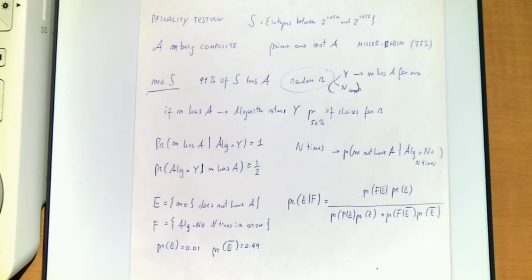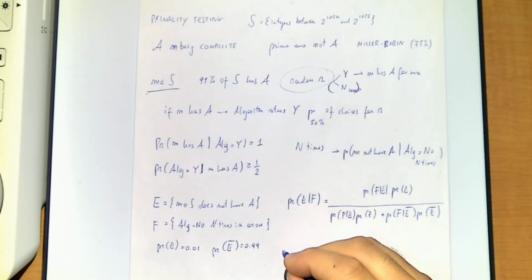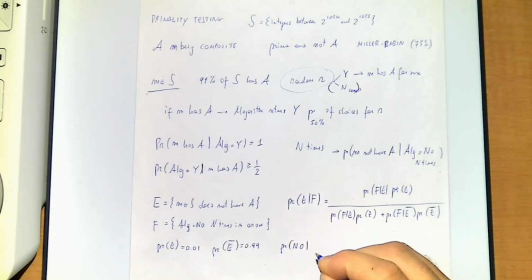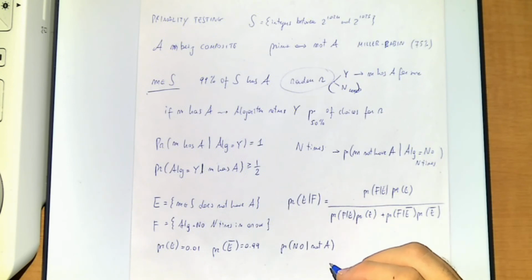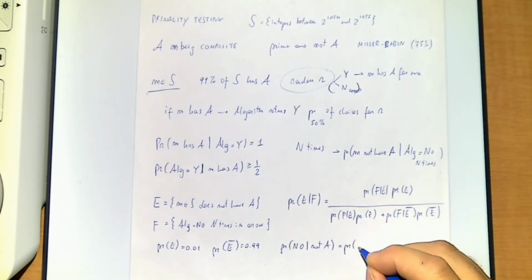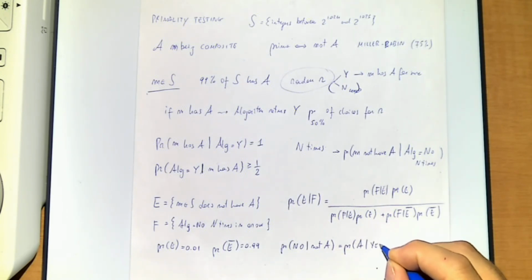So now, if M doesn't have the property, which is our assumption in this, then the algorithm always needs to return no, because by the first property of Monte Carlo, if the algorithm does tell yes, then M has to have the property. So it's the contrapositive essentially, right? And therefore, basically the probability of no given not A, just to write it very compactly, is equal to the probability of A given yes. And so that's 1.